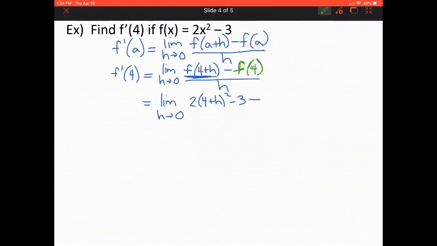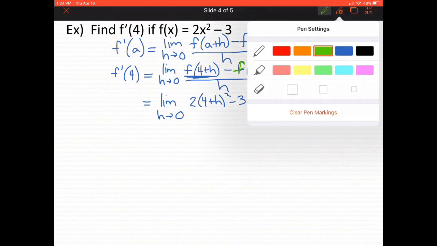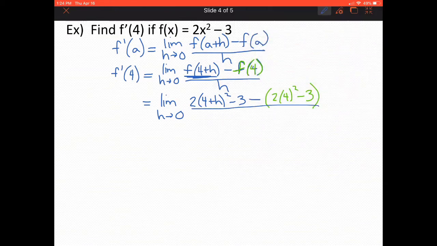I like to use a different color. We're going to do minus f of 4. Be careful, there's a minus sign, so I'm going to use a parenthesis because there could be more than one piece here. So plug in 4 for the function: 2 times 4 squared minus 3, all over h still. All right, so the limit as h approaches 0.